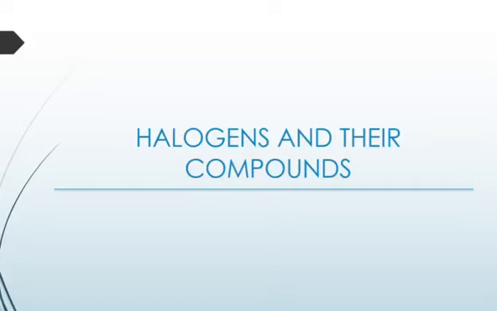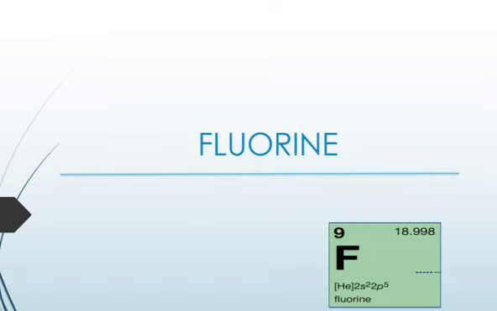Welcome back, friends. In the last video we started studying about halogens and their compounds. We looked at the introduction to the halogens, the general properties of the halogens, and the trends down group 7. Now in this lecture we'll be looking at fluorine.